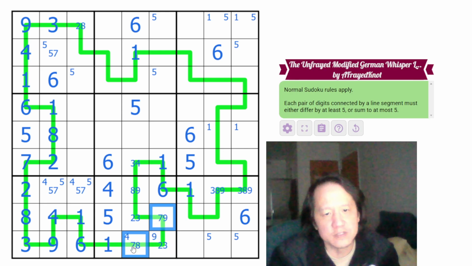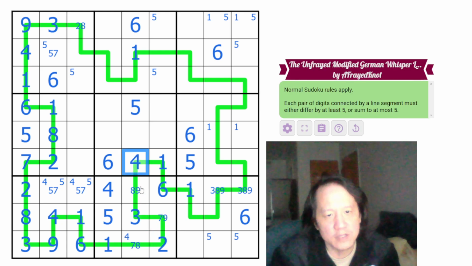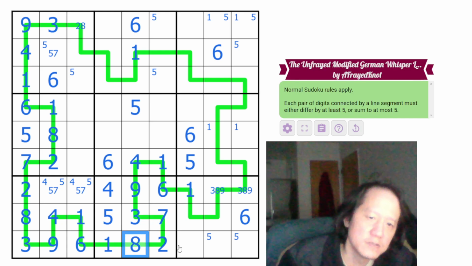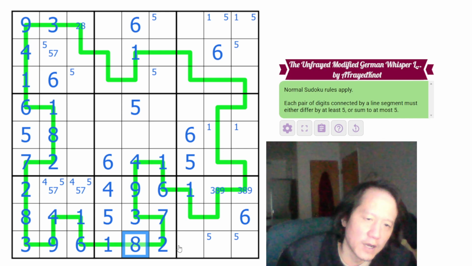So one of these is 7, which means this has to be 2. Which makes this a 3, which makes that a 4, which means that has to be 9. That's a 7. Because it can't be 8, and therefore this is 8. And this breaks. Huh.